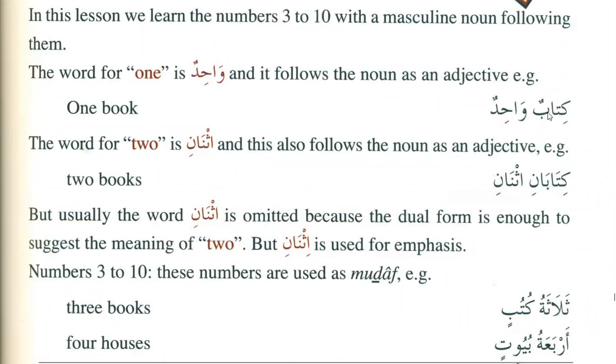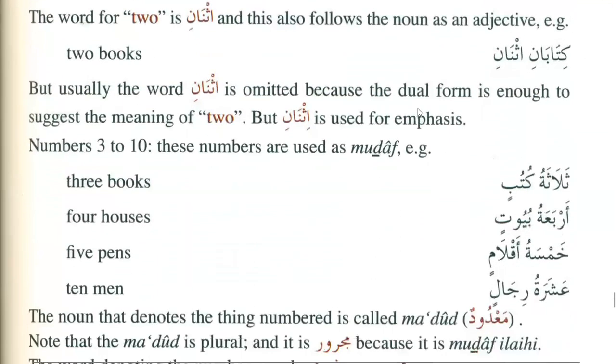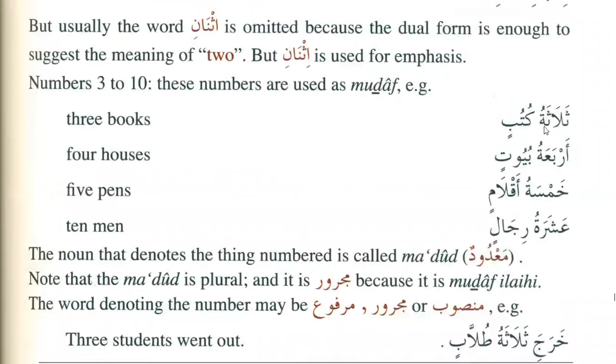So madud is considered as manut and adad is considered as naat, and they follow all the rules of naat and manut that you had already studied before this. From 3 to 10, the adad is considered as muzaf and madud is considered as muzaf ilay. So from 3 to 10, they follow all the rules of muzaf and muzaf ilay that you had studied already in the previous chapters.